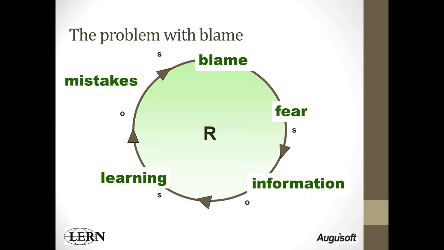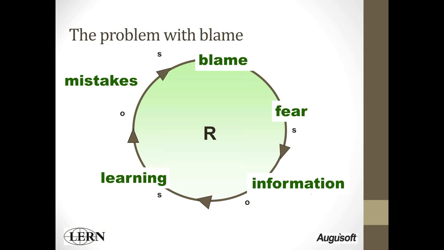When blame increases, fear increases, because all human beings want to be safe. Nobody wants to be blamed, whether they should be blamed or not. So when blame increases, fear increases. When fear increases, information decreases. You know about that. If, when you make a mistake, somebody blames you, then you feel afraid to tell them about your next mistake. And so you don't give them as much information.